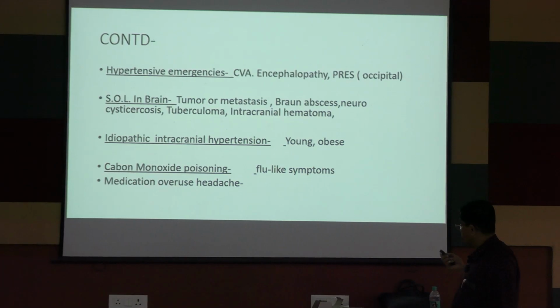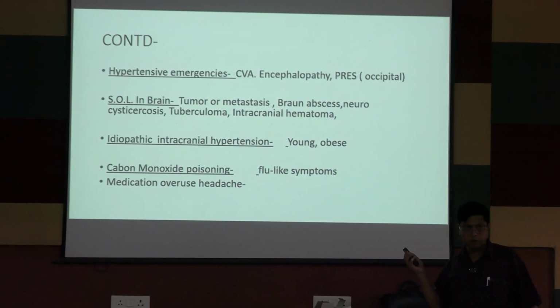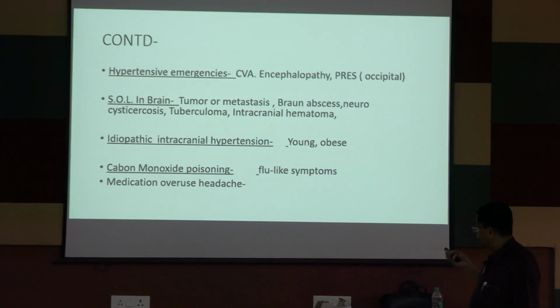Another important cause of headache is brain abscess. Brain abscess also can cause headache. And brain abscess also can have neurological sign and also can have convulsion. Actually, convulsion occurs due to stimulation of the cortical cells. The parenchyma per se cannot give rise to convulsion. When there is convulsion, there must be involvement of the cortical cells, or gray matter cells. So, carbon monoxide poisoning, flu-like symptoms, and medication overuse headache.